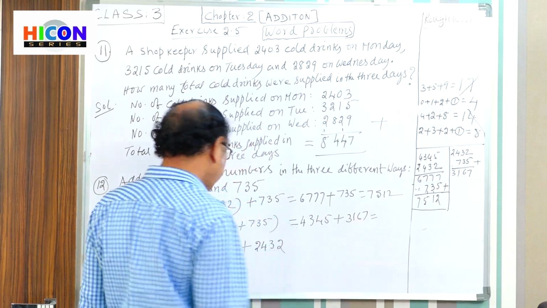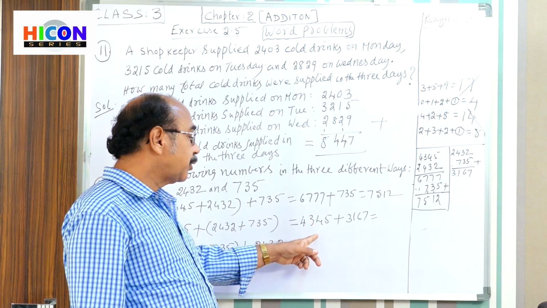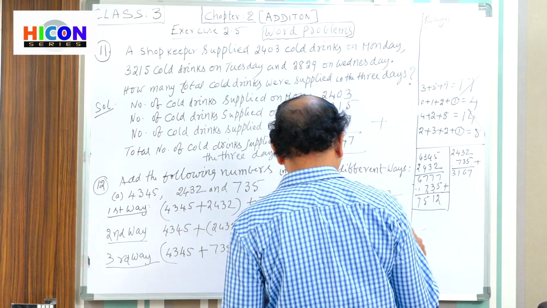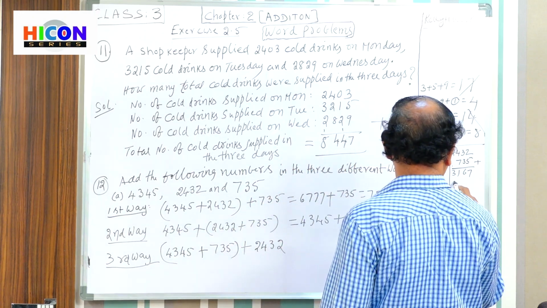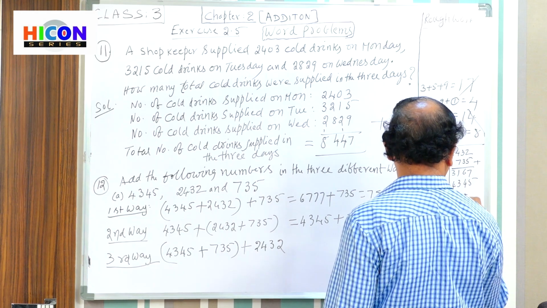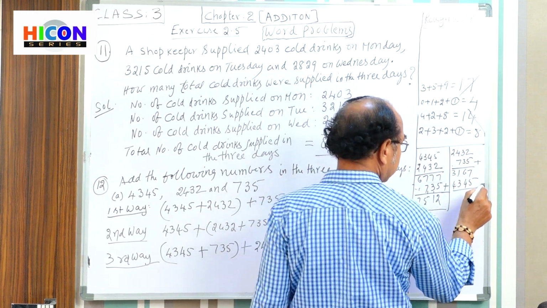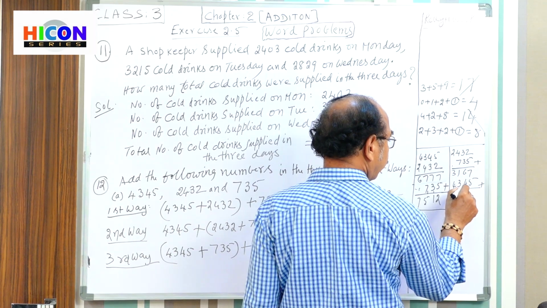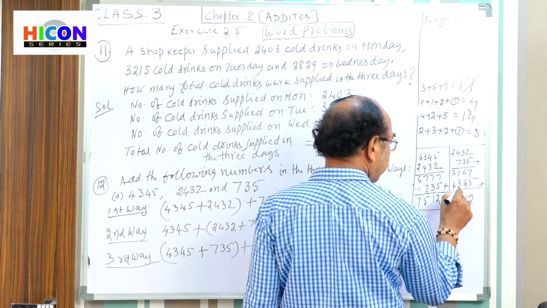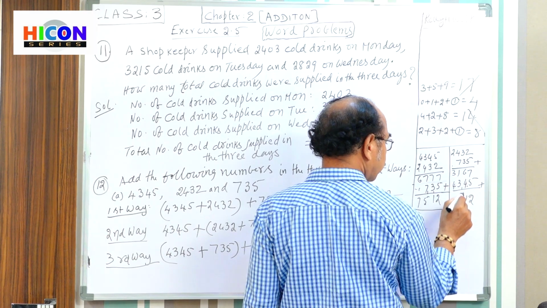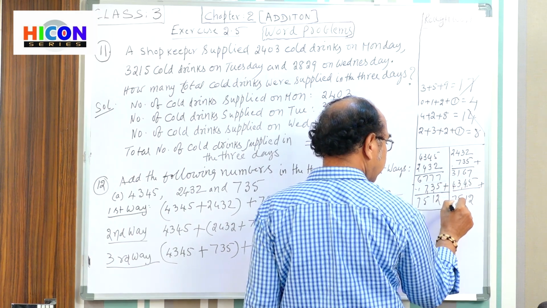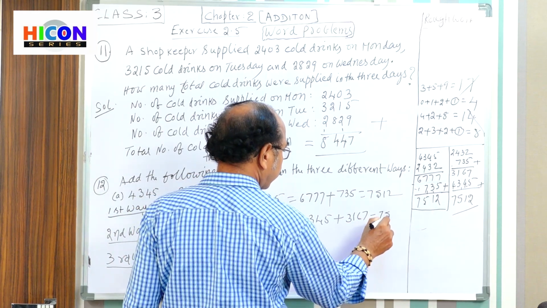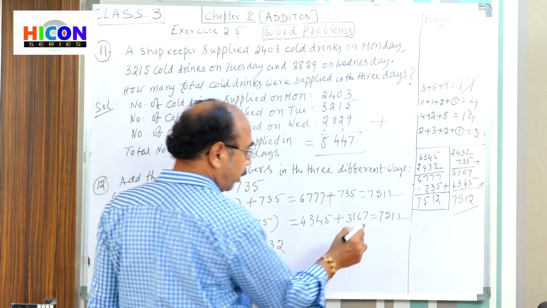3,167. Now, we add this first number to this 3167. What do we add here? 4345. Add now. 7 plus 5, 12. 2, 1 is there. 4 plus 1 here, 5. 5 plus 6, 11. 1 here, 1 is there. 3 plus 1, 4. 4 plus 1, 5. And 4 plus 3, 7. 7,512 only. 12. Same.